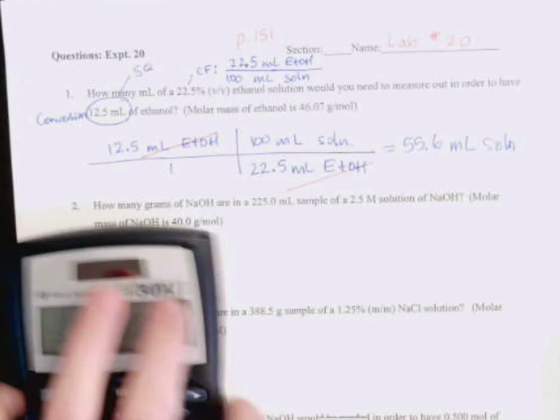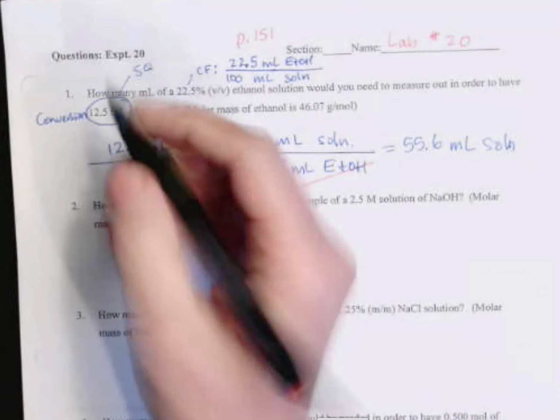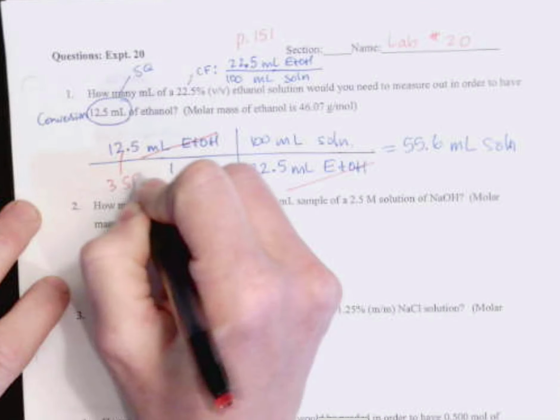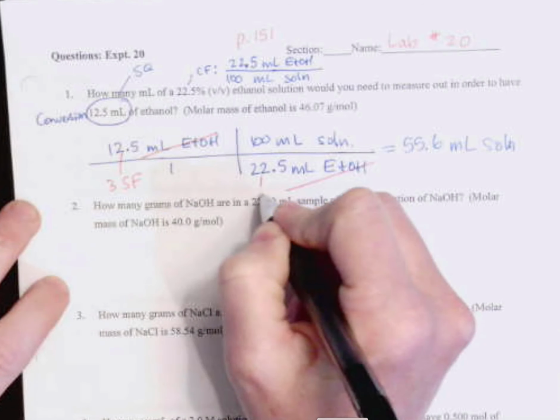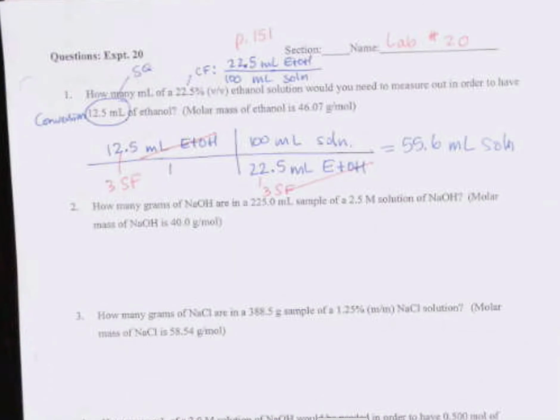Now, for sig figs, you have to take into consideration both your starting quantity, so that's 3 sig figs, and your conversion factor, that's 3 sig figs. So that is how you would work that type of problem.